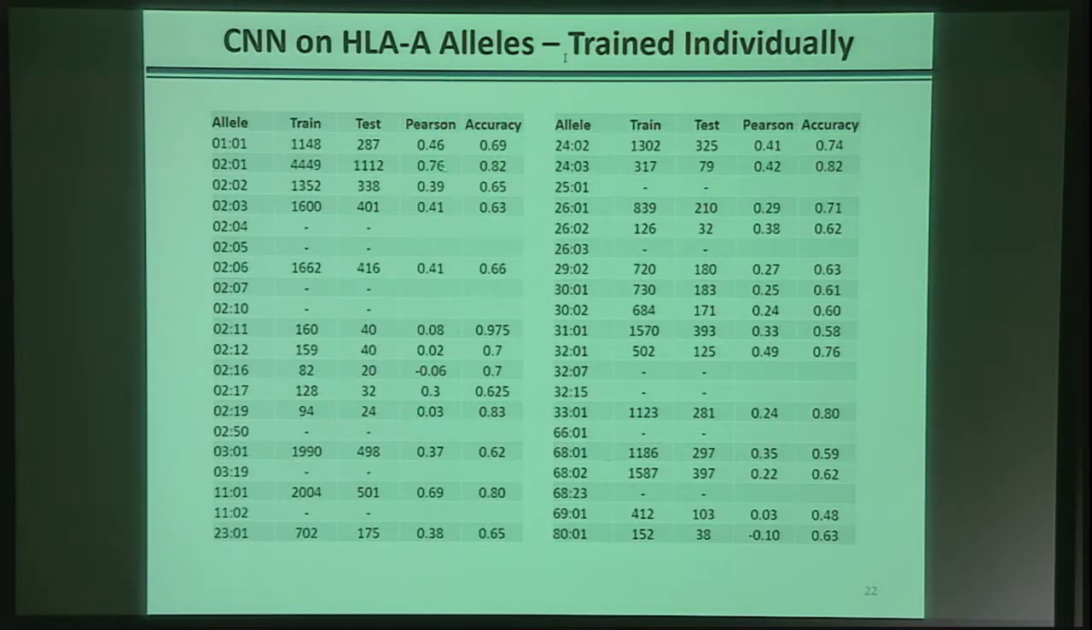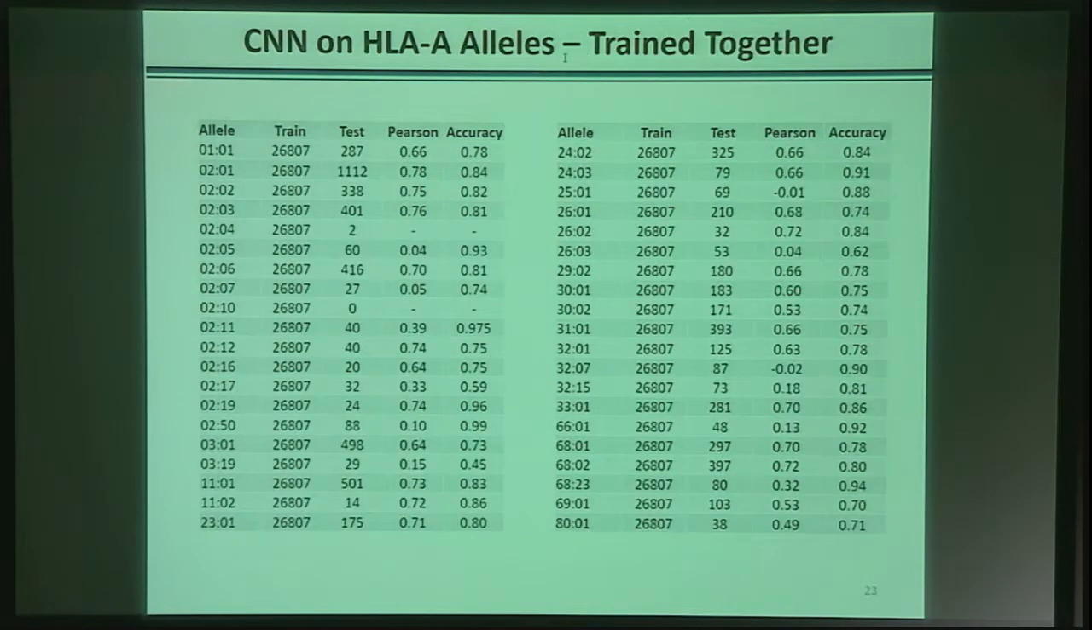And the output from the training is indicated by the Pearson correlation, which is the correlation between the IC50 from our prediction model as well as the experimental observation of the IC50. And we also estimate the accuracy, where we use an IC50 as a cutoff and consider high IC50 as yes binding or no binding, and use that to estimate the accuracy. As you can see, when we train each HLA allele individually, a lot of HLA alleles cannot be trained because they lack data. And you can also see that the accuracy ranges from 65% to 97%. It's not very robust.